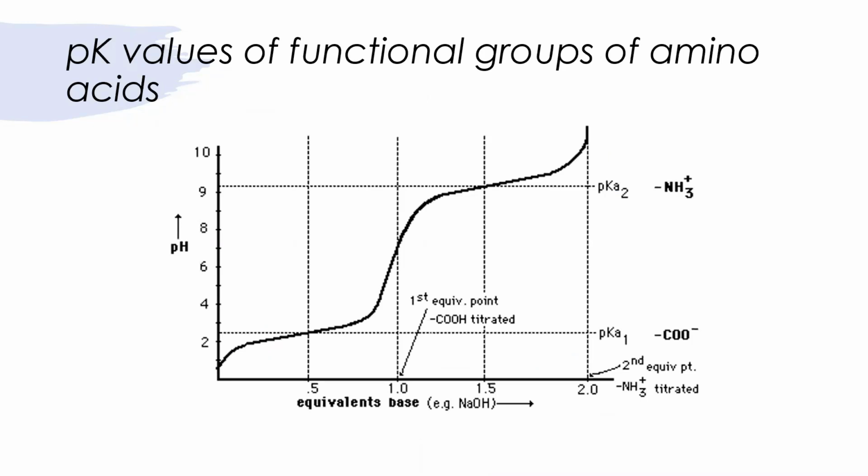The amine group has a pKa of about 9. So at a pH that's less than 9, the amine group will be protonated. And at a pH of greater than 9, the amine group will be deprotonated. The carboxyl group has a pKa of about 2. So at a pH less than 2, the carboxyl group will be protonated, and at a pH greater than 2, the carboxyl group will be deprotonated.